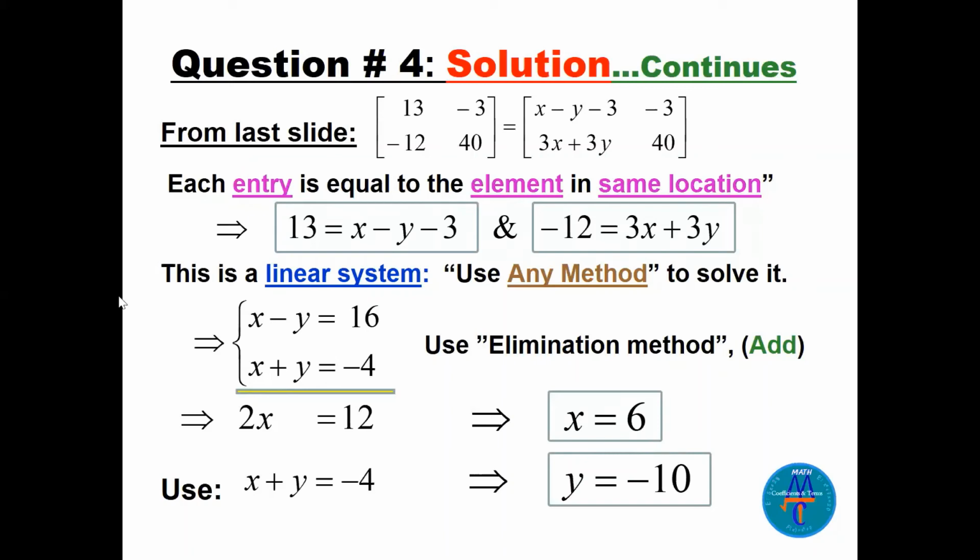So x minus y, if you rearrange it, is equal to 16. x plus y is equal to minus 4. Just simple, easy. I will use the elimination method. So I will just add the two equations. y and minus y will cancel out. 2x is equal to 12, so x will be 6. Take the second equation, x plus y is equal to minus 4, and y will be minus 10. So this is the value of x and y.